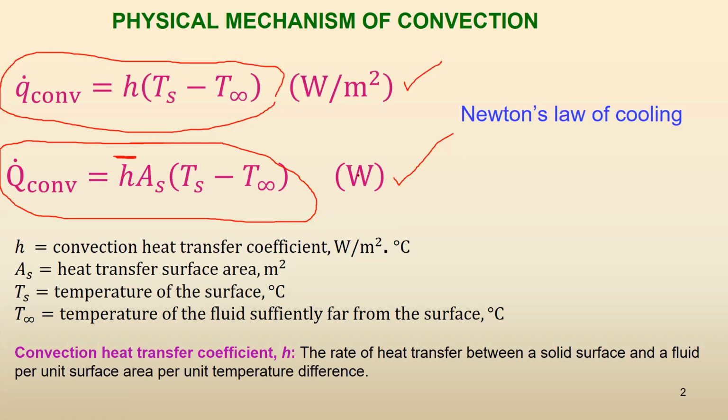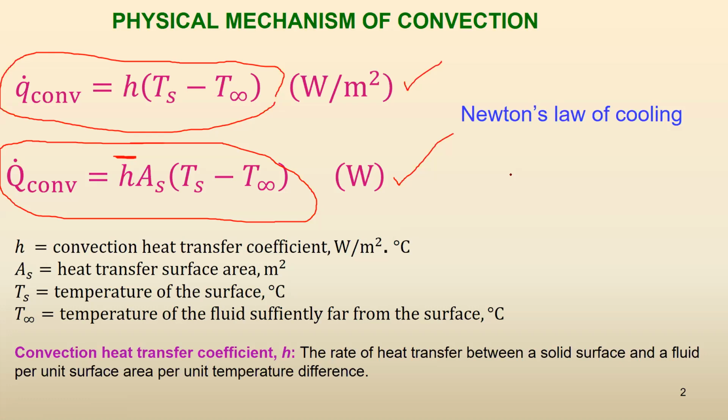And the second one is in power. The first one is in power per unit area. h, as I said, is the convection transfer coefficient, local or average, depending on the equation that we want to use, and depending on what we are asked to calculate in the problem. A sub s is the heat transfer surface area. T sub s is the temperature of the surface, and T sub infinity is the temperature of the fluid sufficiently far from the surface.